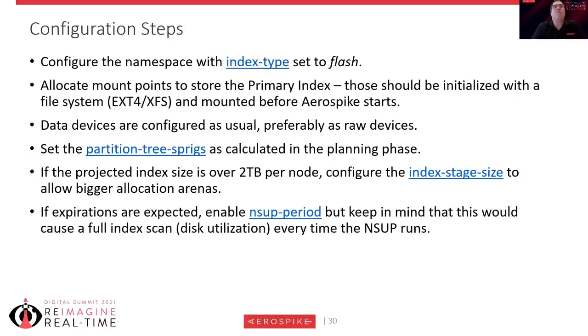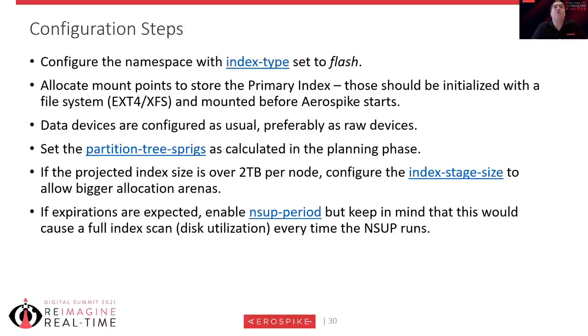In terms of deployment and scaling the all-flash cluster, the configuration steps are pretty straightforward. The configuration itself for the namespace will be to set the index type to flash and then define the allocated mount points where we can put the files that will be the primary index. Those should be ext4 or xfs and should be mounted before Aerospike starts. The data disks are, as usual, we prefer the raw devices, so try and keep those in line as usual.